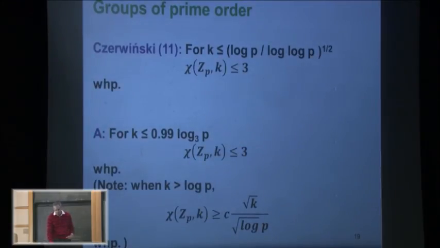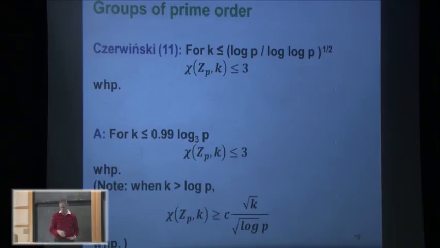Here is something specific about groups of prime order, so cyclic groups of prime order, ZP, like I mentioned before. There is a relatively recent result by a young Polish mathematician called Czerwinski, which shows that for k up to something like log p over log log p to the 1/2, what follows from his proof is that the chromatic number of ZP with respect to k random generators is at most, and therefore exactly, 3. You see, it is at least 3 because p is odd, so once we have a generator, we have an odd cycle, and it stays 3 for a while.